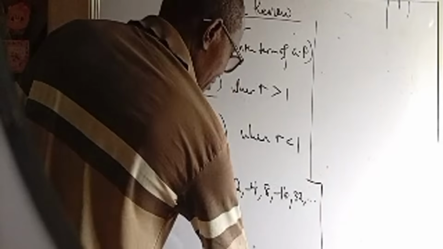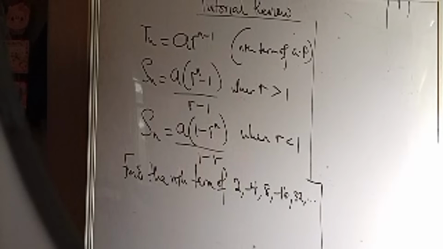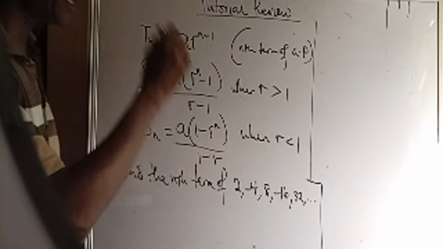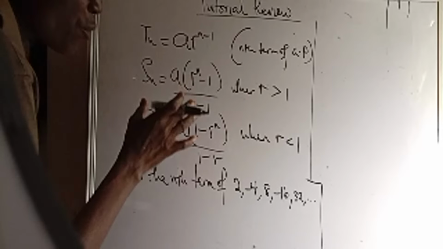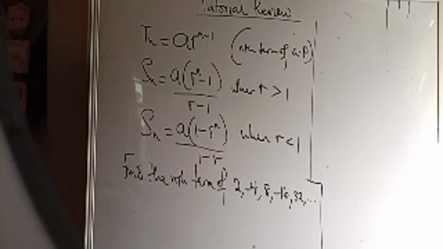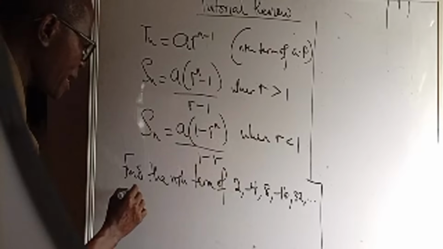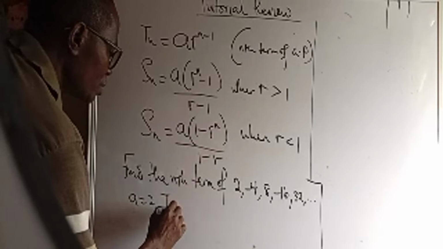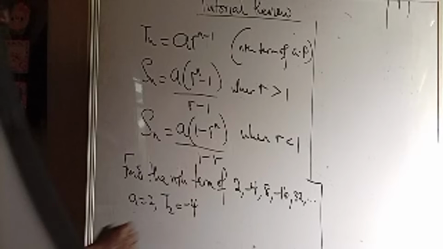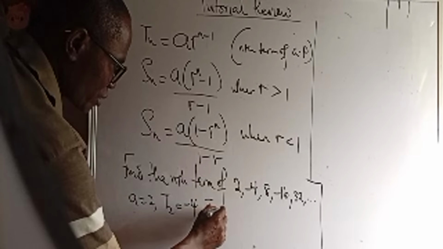Let's say we have that. Good. Now, how do we know whether this is going to be AP or GP? Let's try what we did for AP. The first term here, A, is equal to 2. The second term, T2, is equal to minus 4. The third term, T3, is equal to 8.